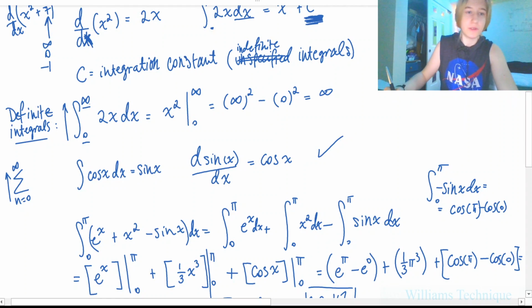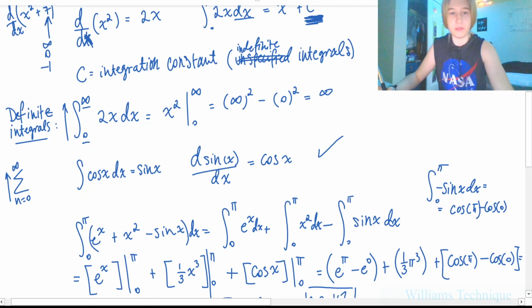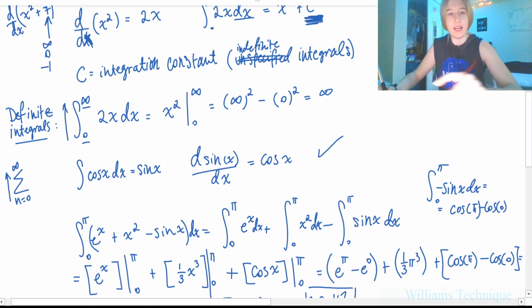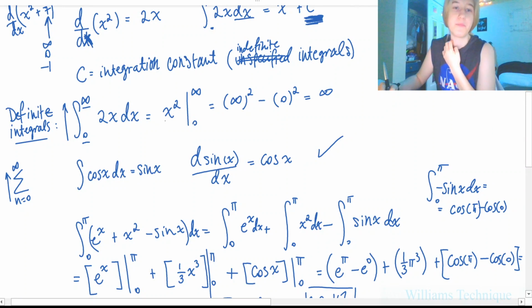The integral from 0 to infinity of 2x dx is equal to x squared, as we calculated already up here. And this time, because it's a definite integral, we don't have to put the plus c. So remember that. If there's an indefinite integral, then you put the plus c at the end. If it's a definite integral, you don't need the plus c.